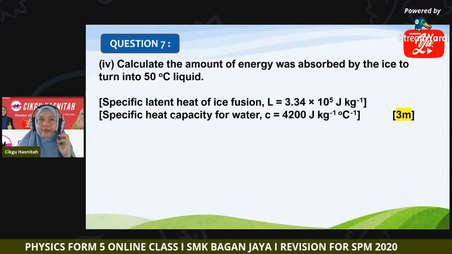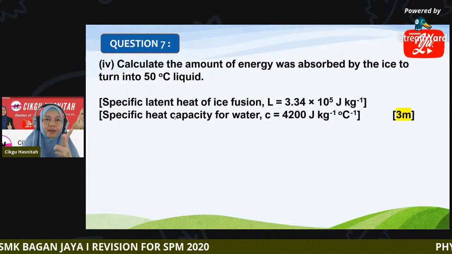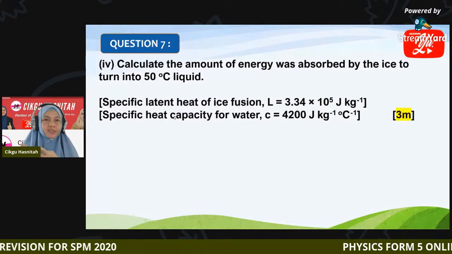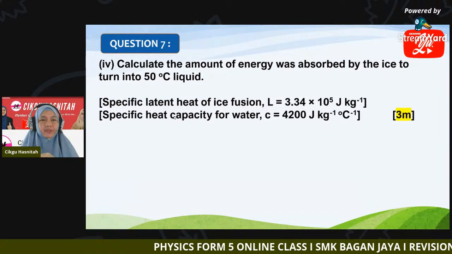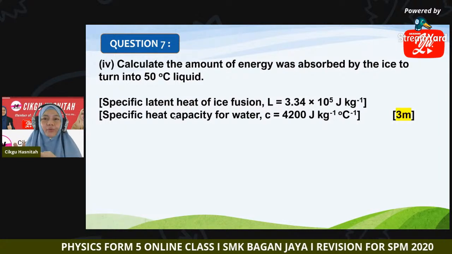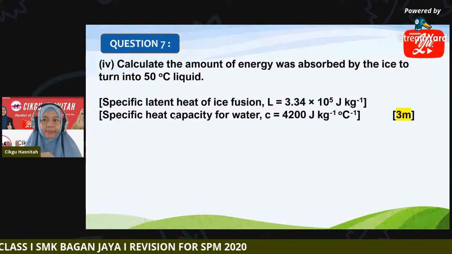Okay, so remember to find heat, we have two formulas. Q equal to MC theta, that one involves temperature change. Another one we have Q equal to ML, latent heat. That one is without temperature change.